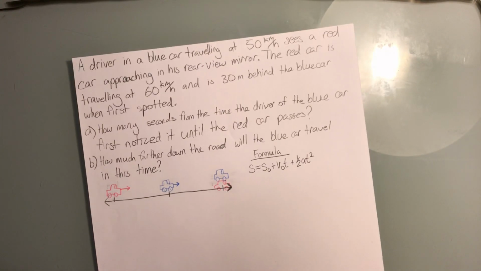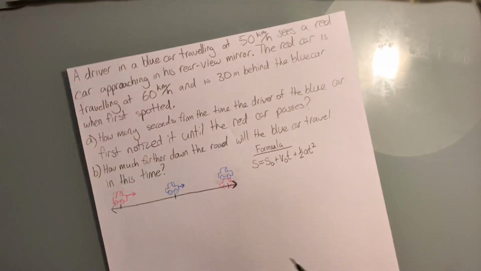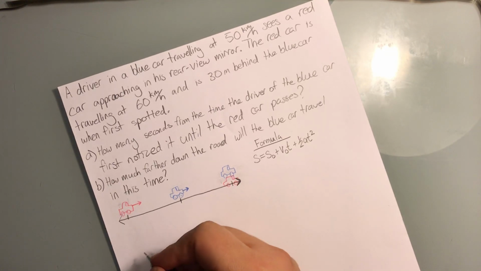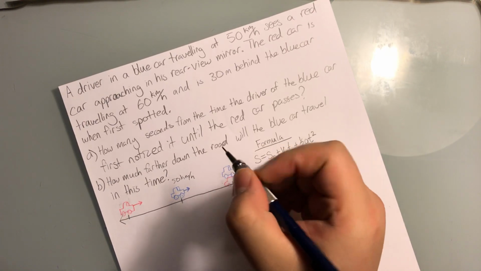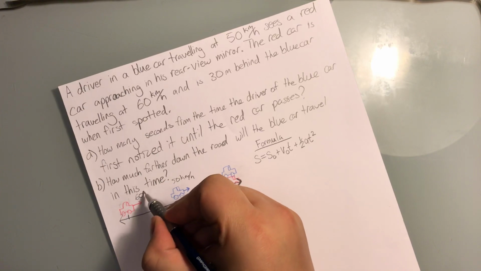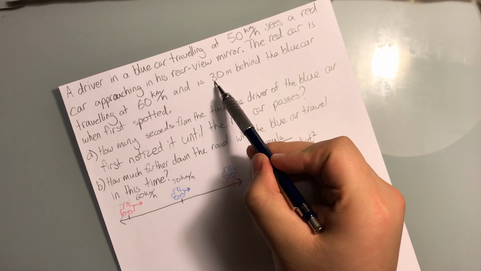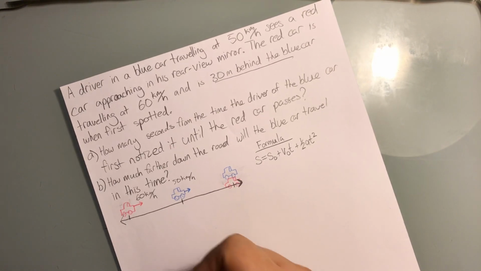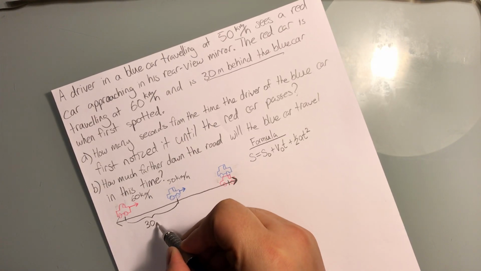So what kind of information can we get from this part of the question? So we know that the blue car is traveling at 50 kilometers per hour, and the red car is traveling at 60 kilometers per hour. And we can also see from this part right here that the red car is actually 30 meters behind the blue car when first spotted. So I could call this distance right here 30 meters.